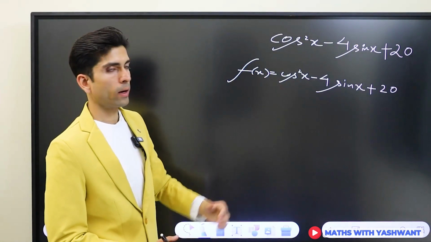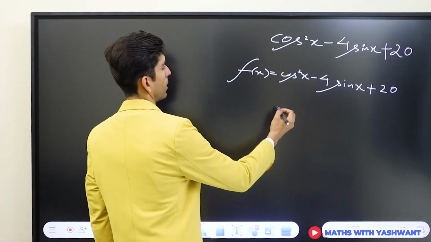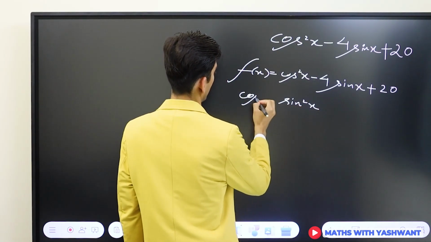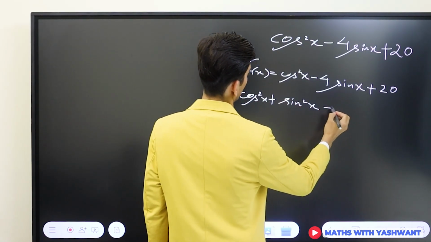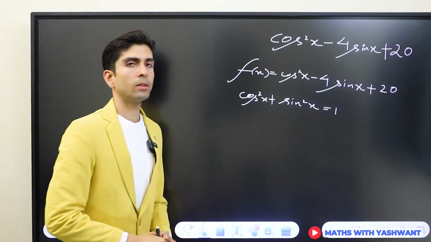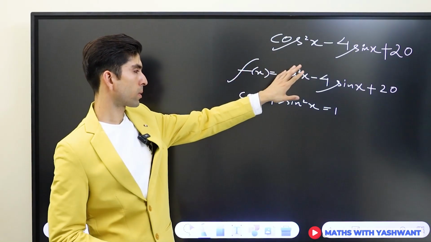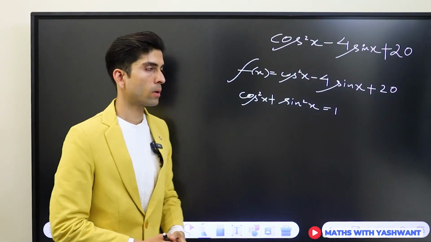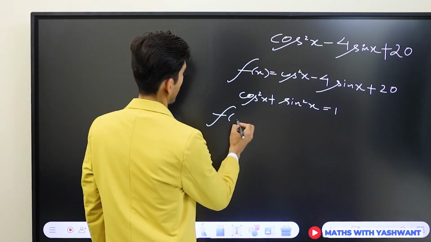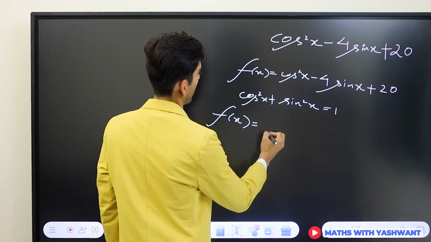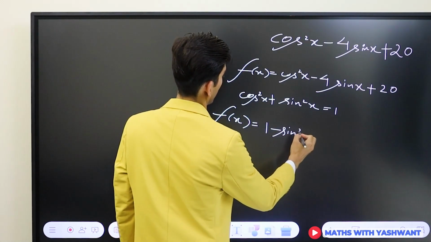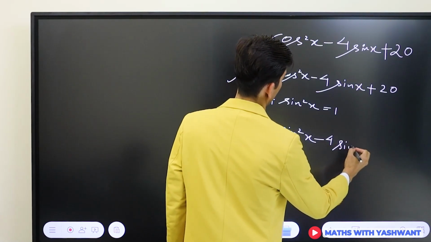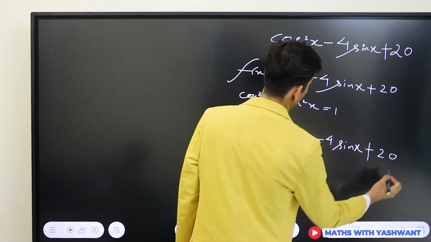So what we can do here is we can use the identity cos square x plus sin square x is equal to 1. So using this identity, we can convert this expression into only one trigonometric function. So we can write f(x) is equal to, in place of cos square x, we can write 1 minus sin square x, minus 4 sin x plus 20.